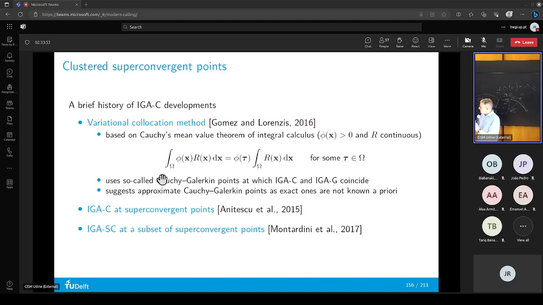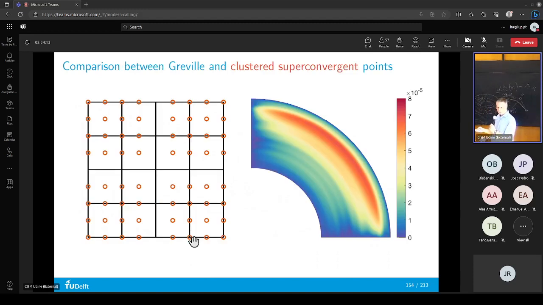And then, in this wave of thought, there were papers on superconvergence points, and a more recent one on superconvergence points clustered together, or a subset of superconvergence points, and exactly what we used here.